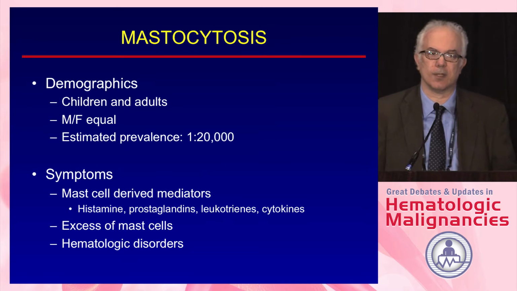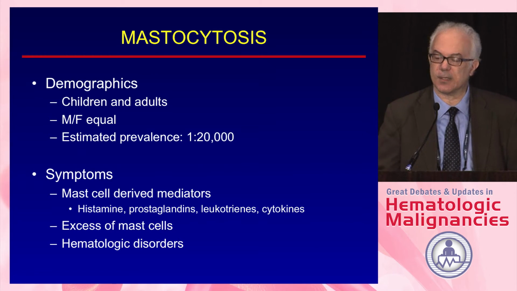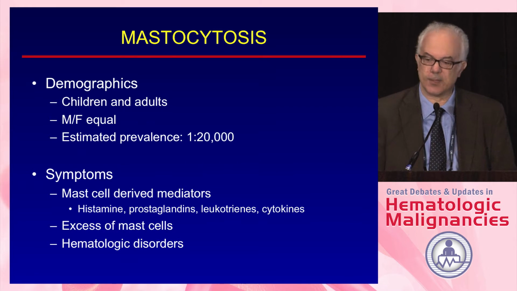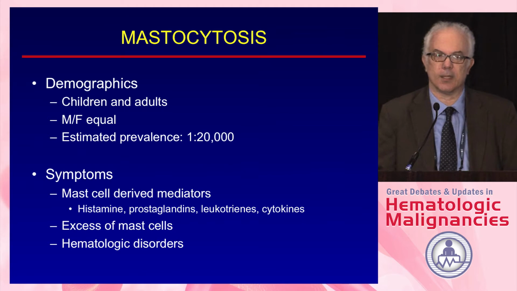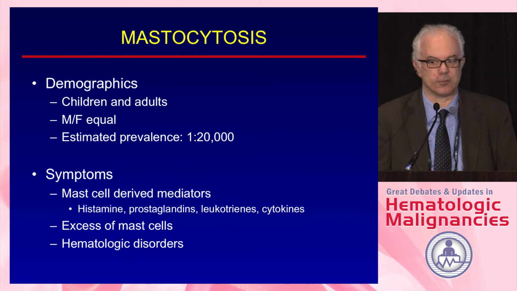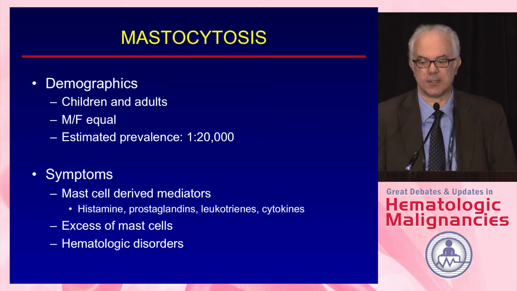Mastocytosis is a very variable disease. It can be seen in both children and adults, and it involves males and females in equal ratio. Estimated prevalence is about 1 in 10,000 to 20,000, so it is a rare disease.